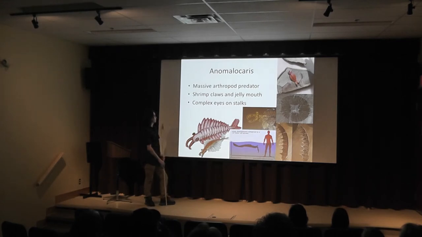Another cool aspect of Anomalocaris is it had large circular eyes on stalks, which it used to see the world around it. Most creatures at the time either did not have eyes, or their eyes were only used for sensing shadows.